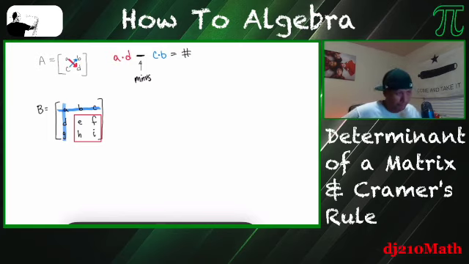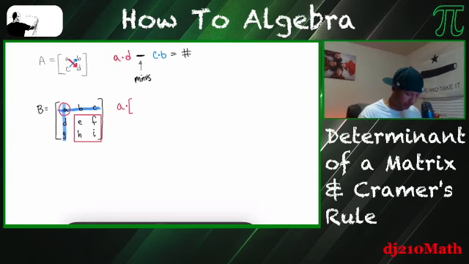So the way it works is that whatever value is at that intersection of the row and the column is going to be multiplied by the determinant of this resulting 2x2. So it's A times the calculation that we did for a 2x2, finding the determinant of a 2x2.